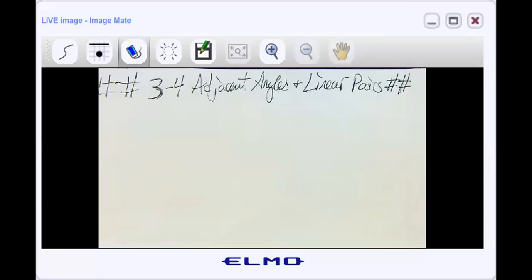Adjacent angles. So that's the first part of our conversation today. Adjacent. That's a word that you know. That's a word that we use in everyday language. So can anybody tell me in your own words what adjacent means? If two things are adjacent, what are they?